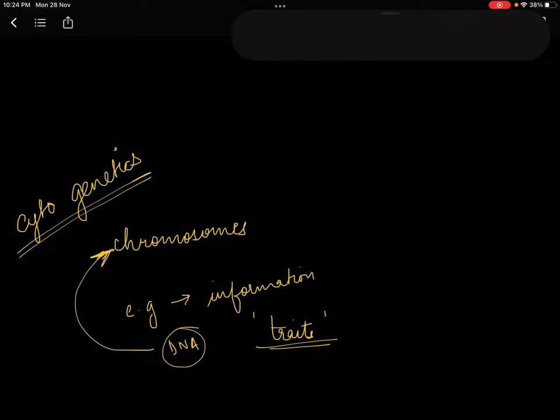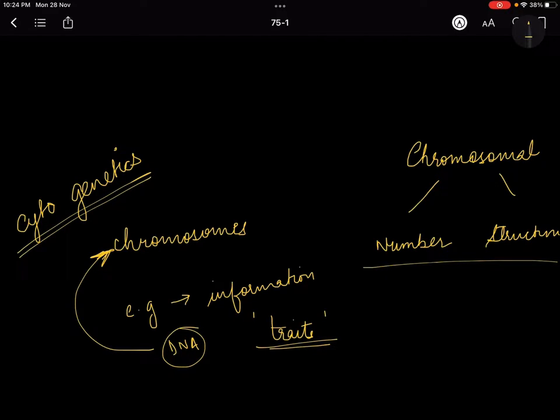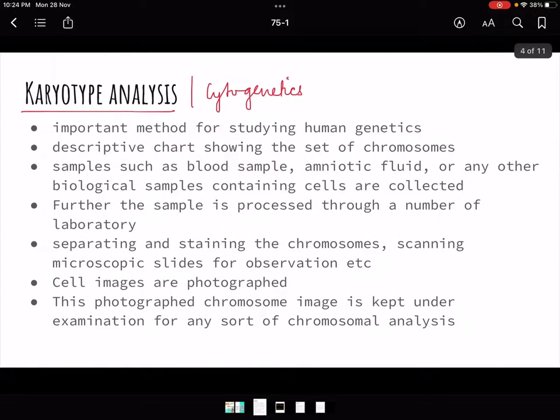So when we are studying genetics, we cannot study genetics without studying the chromosomes, right? And in chromosomes we basically study two parts. In any chromosomal study we are doing, we are going to study two parts of a chromosome, the number and its structure. Now I'll tell you how. ठीक है, number and structure we are going to study, and based on this we will say that this is cytogenetics. ठीक है, now I will tell you what exactly karyotype is.